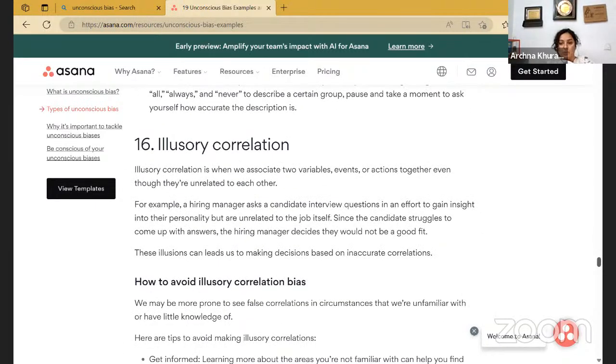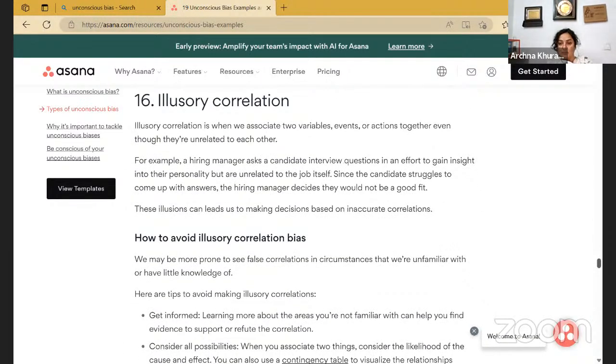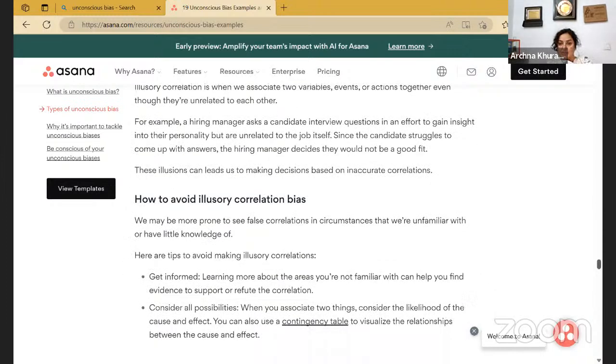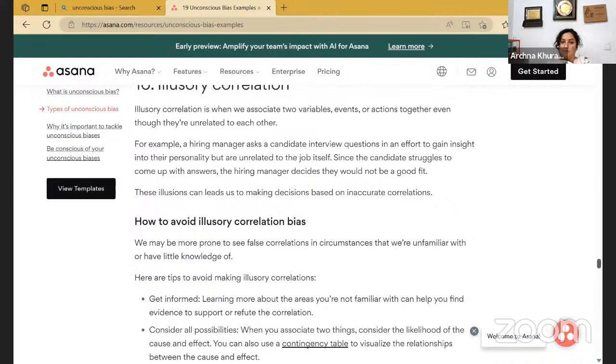फिर आता है इल्यूजरी कोरिलेशन. इल्यूजरी कोरिलेशन इज जब आप किसी दो चीजों को एक दूसरे के साथ कोरिलेट करके देखना शुरू कर देते हैं, राइट? For example, this example is absolutely correct. A hiring manager asks a candidate interview questions in an effort to gain insight into their personality which are unrelated to the job itself, right?